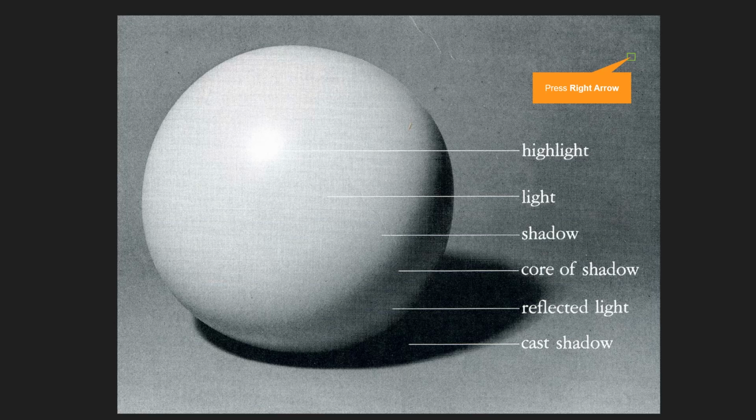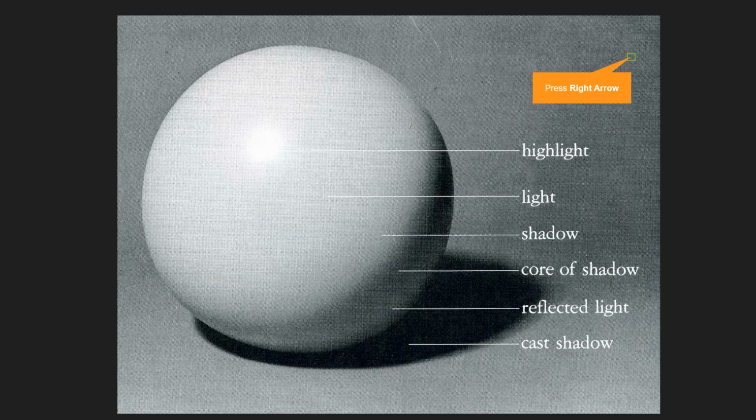Two other very important areas. The cast shadow is the shadow that is cast by the object. This is important to make your object feel like it's attached to a surface or a ground, a table if you will. So the object blocks the light and casts a shadow onto the table or whatever the surface is, and that's going to be where you're going to use one of your darkest values, probably the 9 or 10.